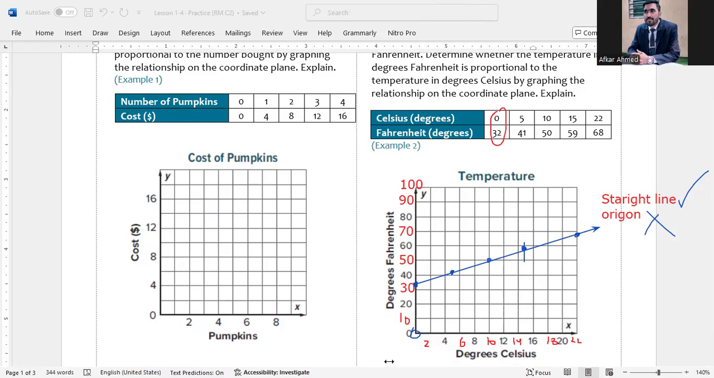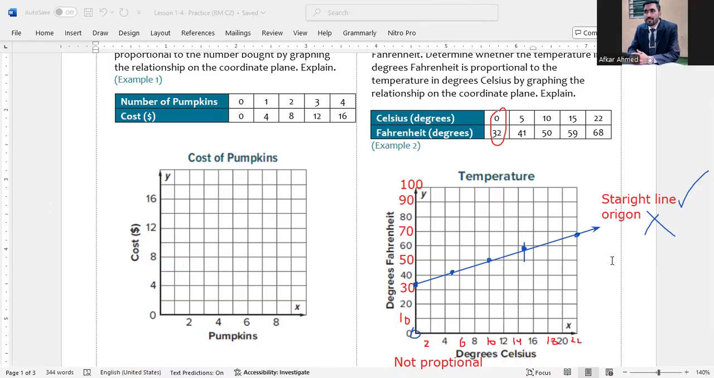So just write here, not. The given relationship is not a proportional relationship. Proportional or not proportional relationship, you must check these two conditions and keep in mind the line must be a straight line passing through the origin. Origin means this point 0, 0.